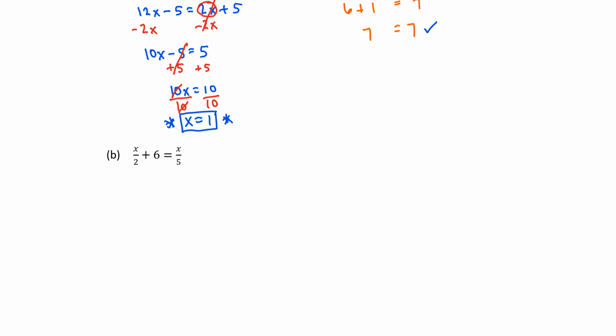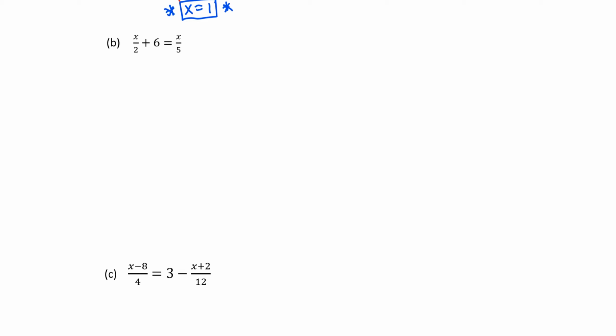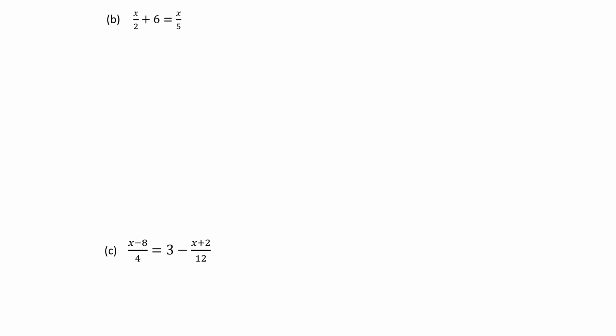In the next example, we do have fractions. So our goal is to clear the fractions using the lowest common denominator. So between 2 and 5, the lowest common denominator is 10. Now, I'm not actually going to be getting common denominators. I'm going to be canceling denominators. So this is a technique that we'll use quite a bit during this class.